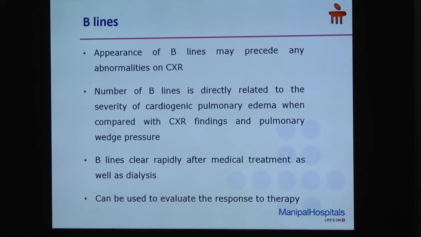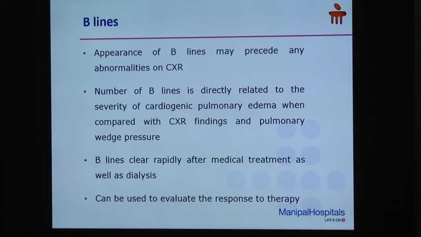The other important thing about B lines is, one thing is it will tell you that lung is not normal, there is fluid. What is the reason for fluid? You'll have to work out. It is very sensitive. Your chest X-ray might look normal, but your ultrasound will show that actually there is some pathology in the lung. There is some fluid in the lung.